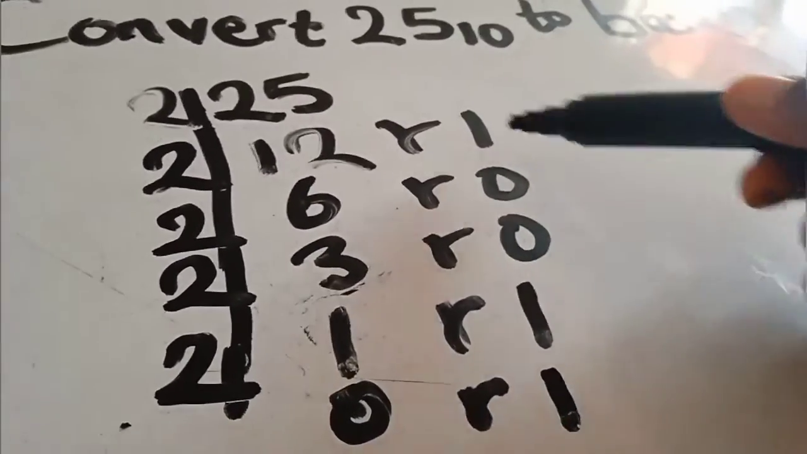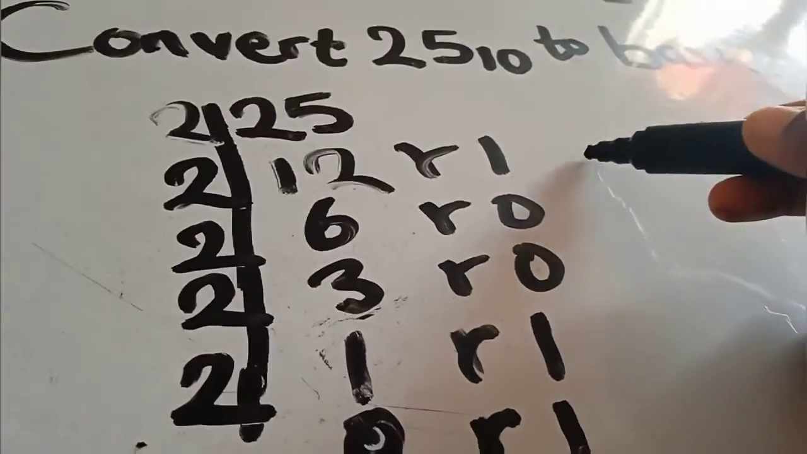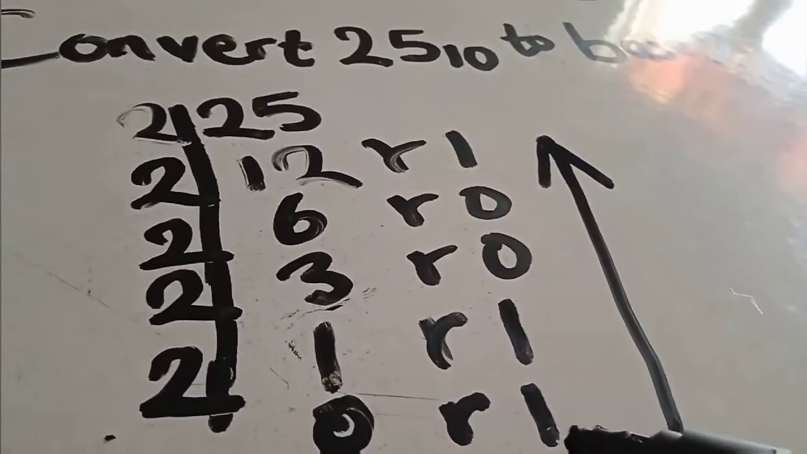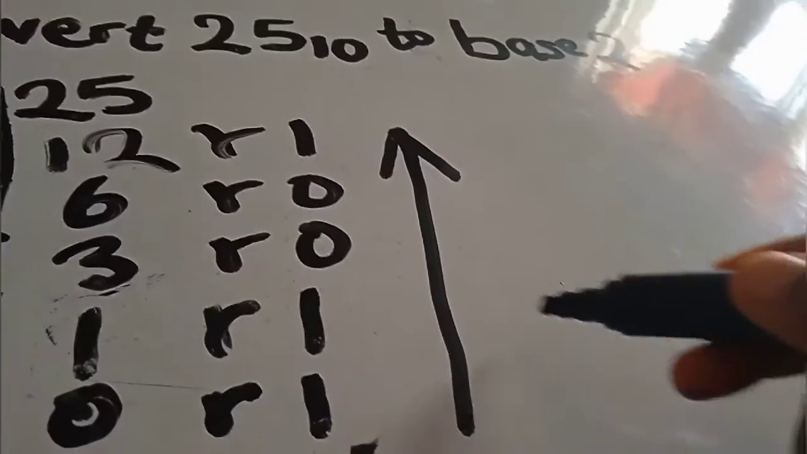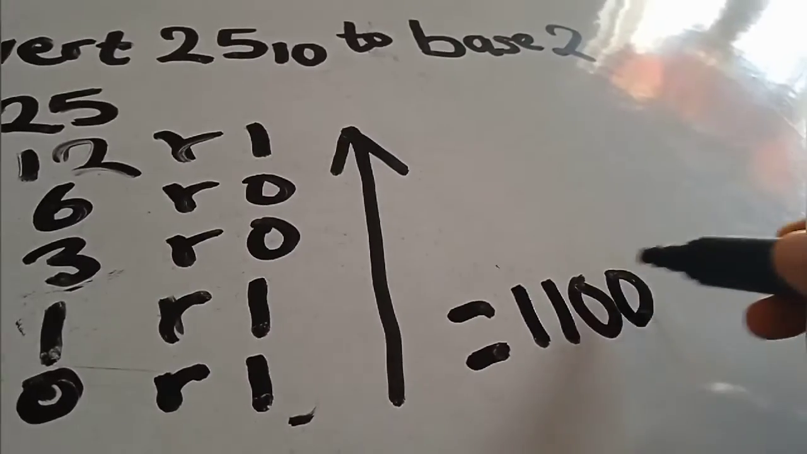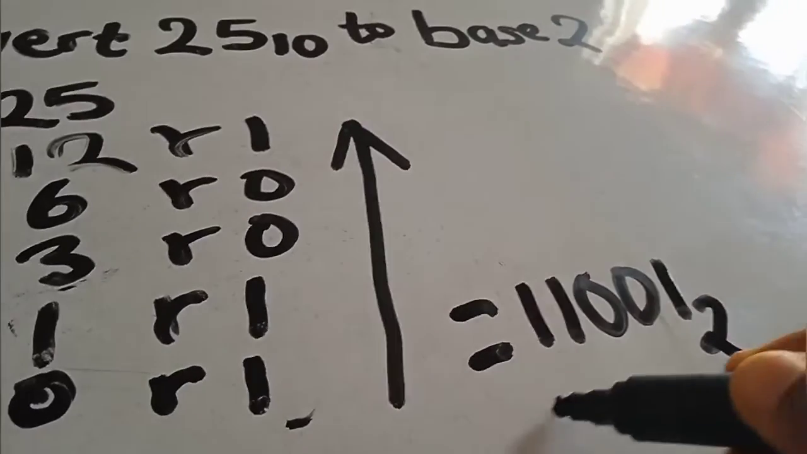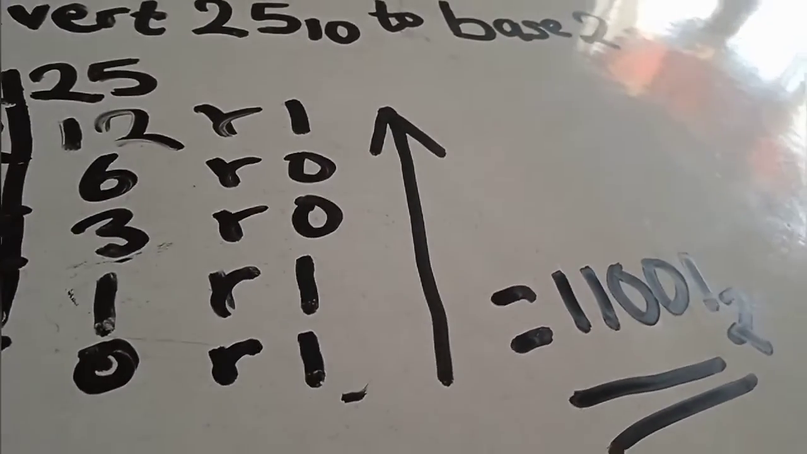These remainders are very, very important. We are going to take them upward. Gather the remainders upward, so our arrow points upward. That's how we pick the remainders, because that will be the number in that base. So we have 11001 base 2. Our answer becomes 11001 base 2. Always remember to write your base down as a subscript. So 25 in base 10, when you convert to base 2, becomes 11001 in base 2.